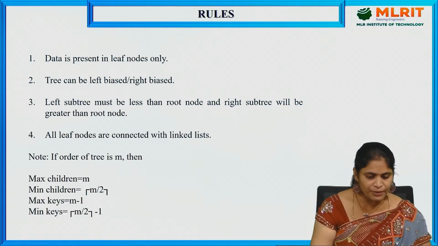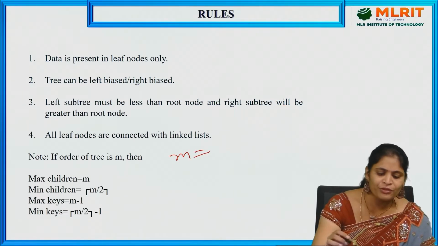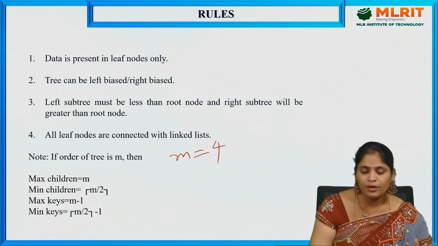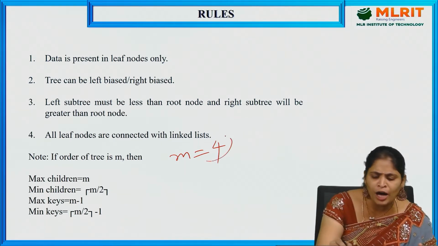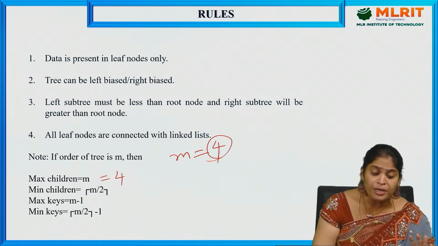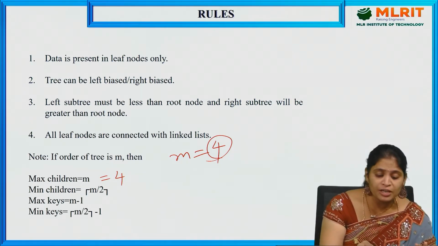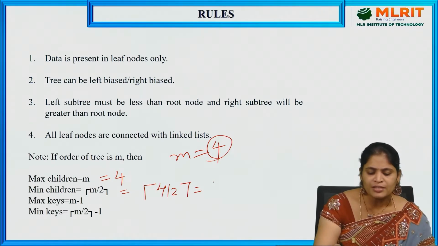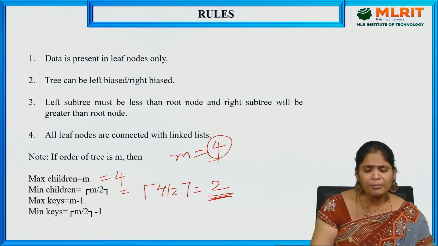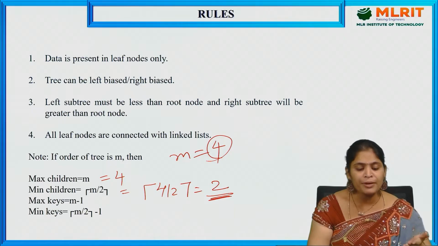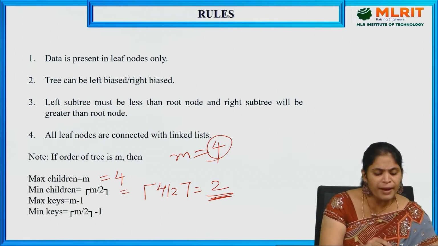Let us discuss with a simple example. Let us consider M is equal to 4. That means the order of the tree is 4. So, maximum children can be how many? Maximum children 4. Why? Because M only. How many can we expect as the minimum children? Ceil of 4 by 2 is nothing but 2. So, minimum children must be 2. We have to maintain minimum 2 children per node. Okay, maximum 4 children.